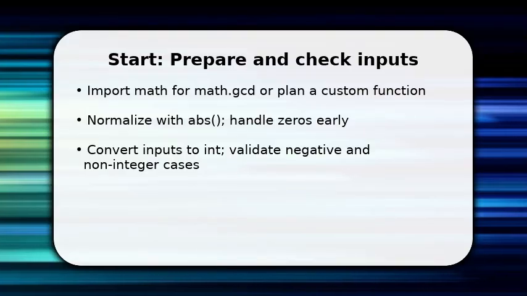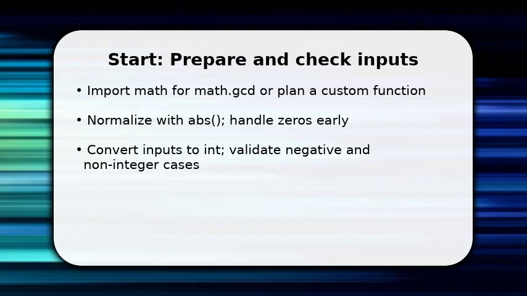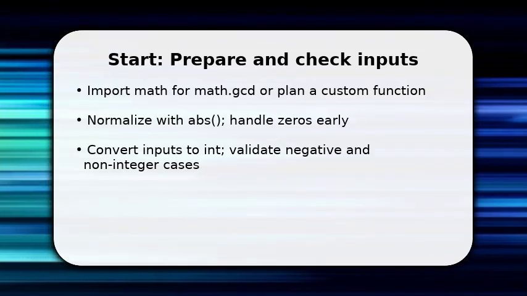You begin by preparing clean inputs. Import math if you want the built-in function, but you can code the Euclidean algorithm yourself. First, convert values to int and use abs, so negative signs don't affect logic. Check for 0. If one value is 0, return the absolute other immediately.